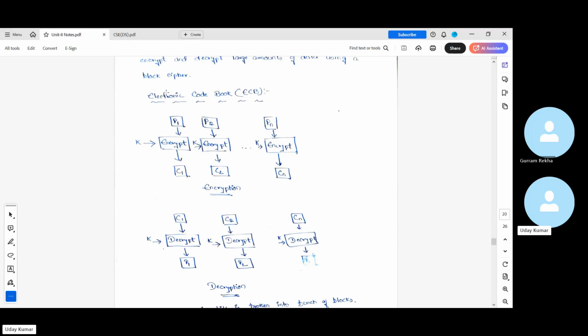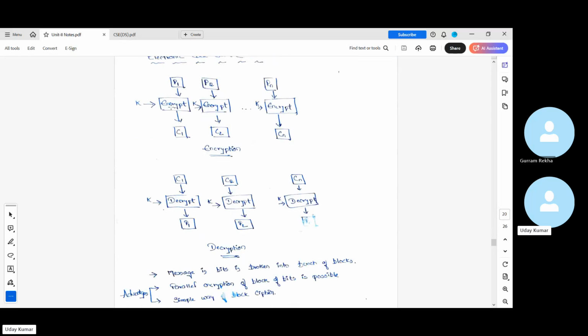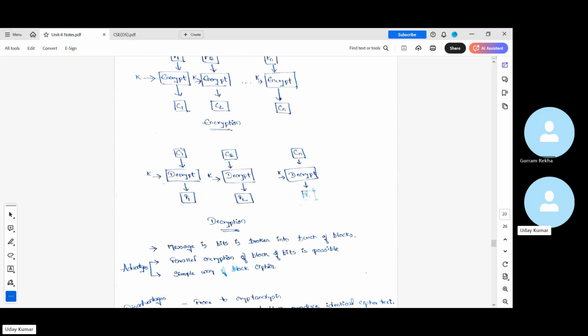So the first mode is electronic code book mode, ECB. You pass the plain text P1 to the encryption algorithm with the input key K, and you'll get the cipher text. Likewise P2 with K, you'll get C2. PN with input K, you'll get CN. This is the encryption. Likewise C1, you pass it to decryption, you get the same plain text.